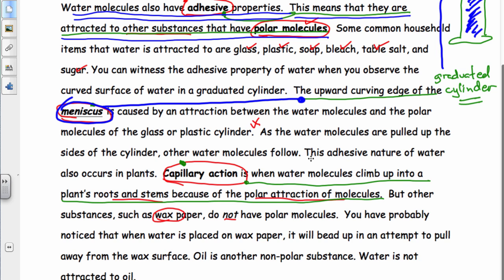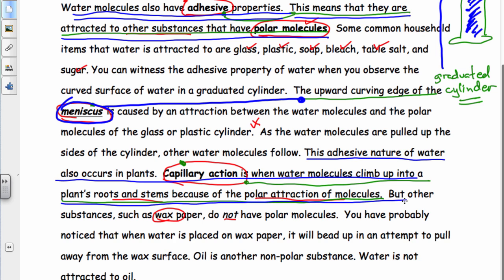Okay, this adhesive nature of water also occurs in plants. Capillary action is when water molecules climb up into the plant's roots and stems because of the polar attraction of the molecules. We also made a note that substances such as wax paper that don't have polar molecules don't have water sticking to them.